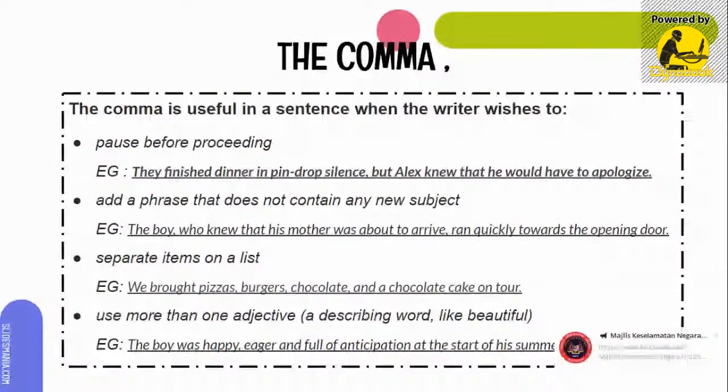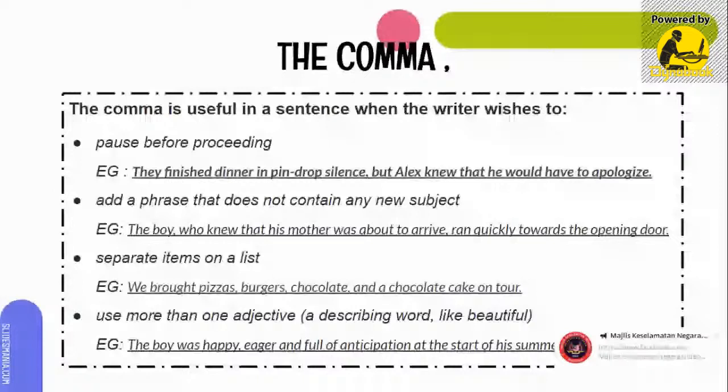Next, let's look at the second condition. The second condition would be to add a phrase that does not contain any new subject. As I taught you earlier during the sentence structure and sentence types lesson, each sentence compulsorily needs a subject. But when you want to refer to the same subject and you do not want to write it down again, that's where you use a comma.